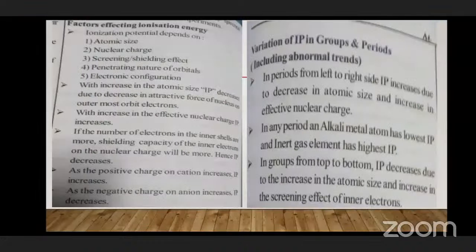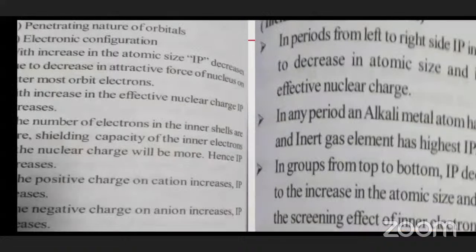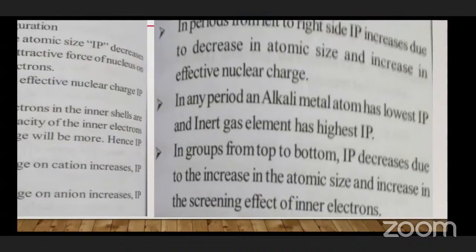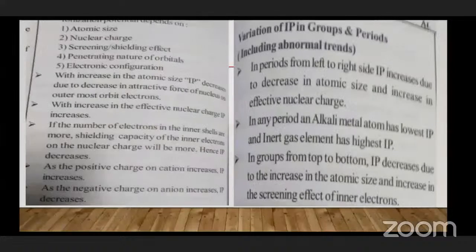Next, in groups, from top to bottom, ionization potential decreases due to increase in atomic size and increase in the screening effect of inner electrons. Already we know that. For example, you can take sodium and cesium. In sodium, we have the configuration 3s1. Yes or no? And in cesium, we get 6s1. So the electron is in the third shell on this side, and in the sixth shell on that side. It is easier to remove the electron from the sixth shell. Why?